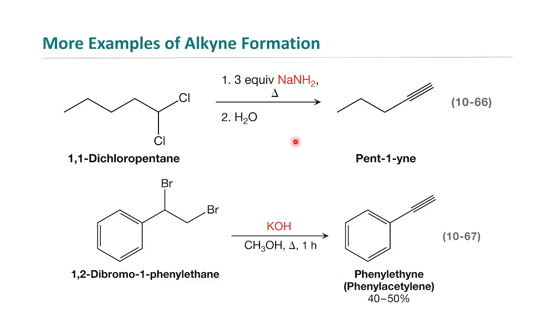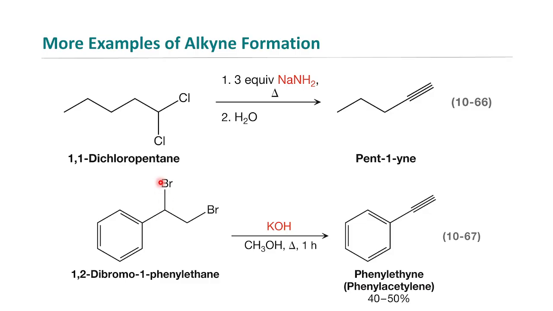Okay, so let's look at some more examples of alkyne formations. Right here we have the dichloropentane. We put 3 equivalents of a very strong base, which is the sodium amide right there. And we do that under heat. We'll then add water, which will help to quench the reaction at the end. This is basically an acid workup that's not very acidic. And this right here is then with the KOH actually.